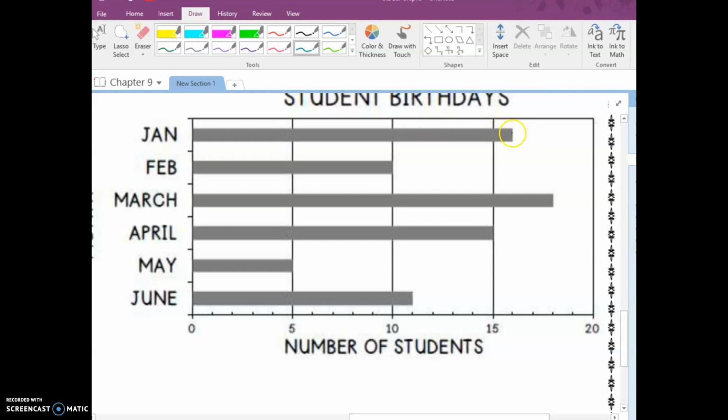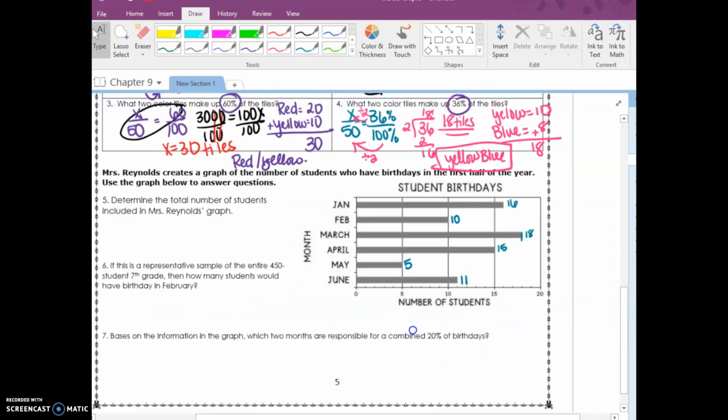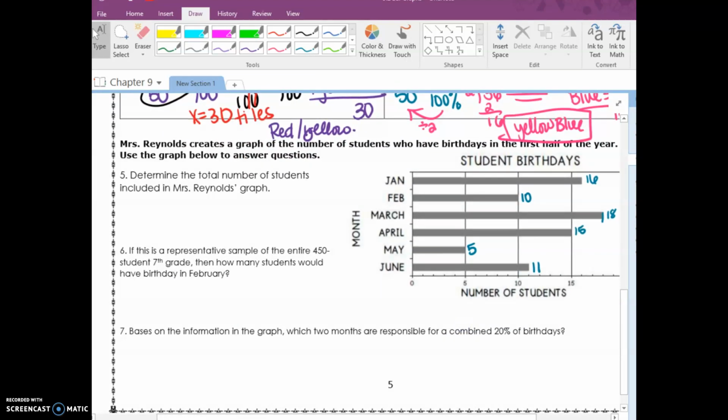For January, I see that January would be 16. February is 10. March would then be 18. April is 15. May is 5. And June is 11. So I'm going to take those now and add them up together. When I add those together, my total is going to be 75 students.